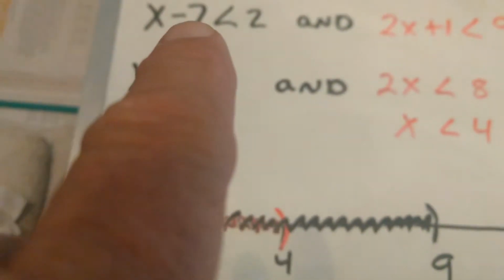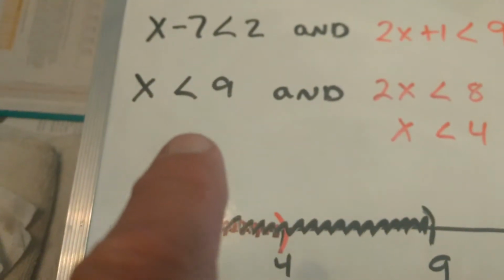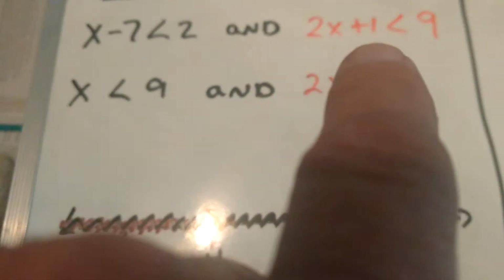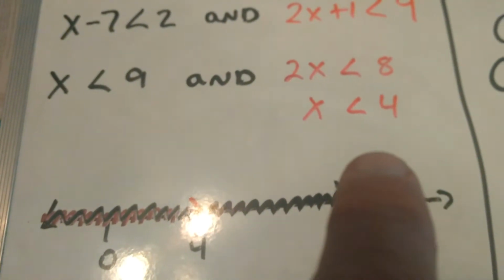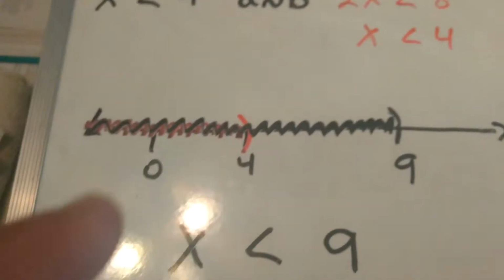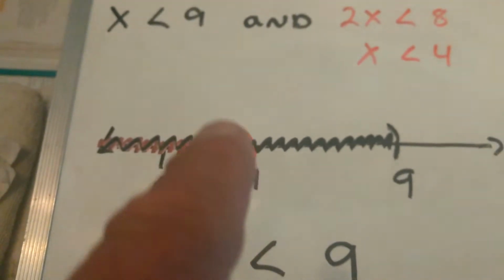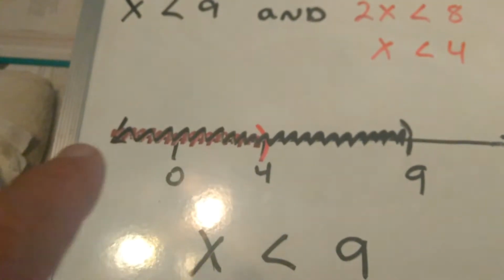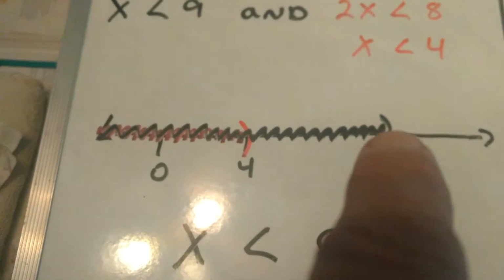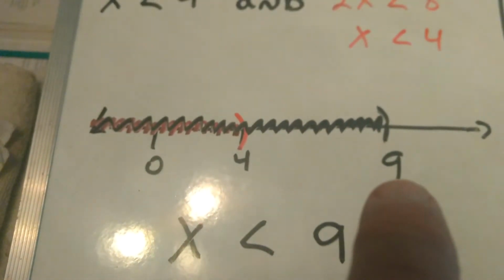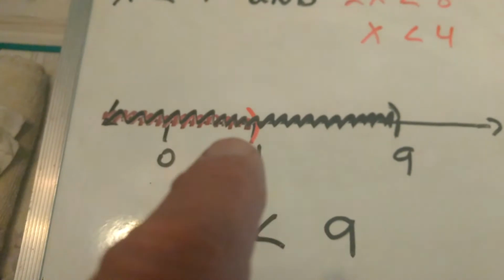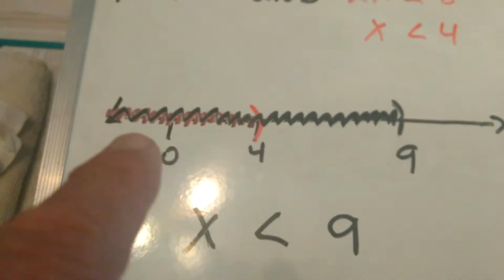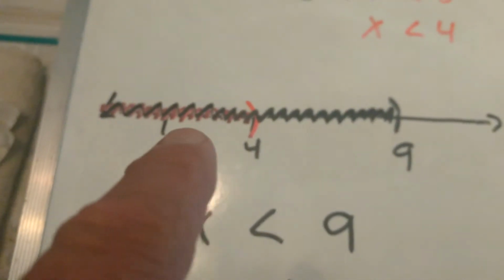So the first thing I do is add the 7 to the other side. I get x less than 9. This one here, I subtract the 1, and I divide by the 2, and I get x less than 4. So in red, it's parentheses, less than 4. Here it's parentheses for the 9 in black, and less than. So we can clearly see that the intersection between the two is where the red and the black come together.